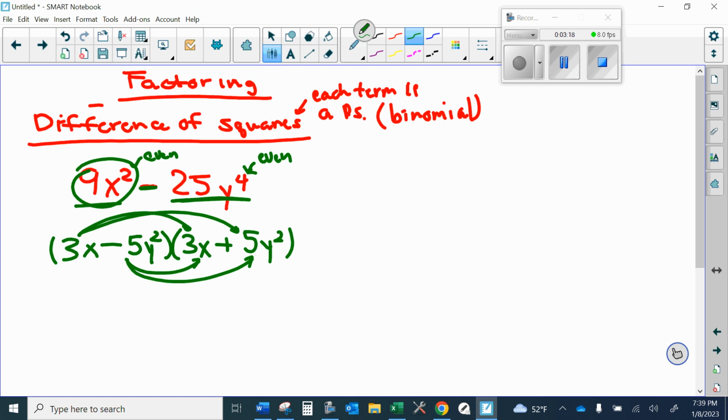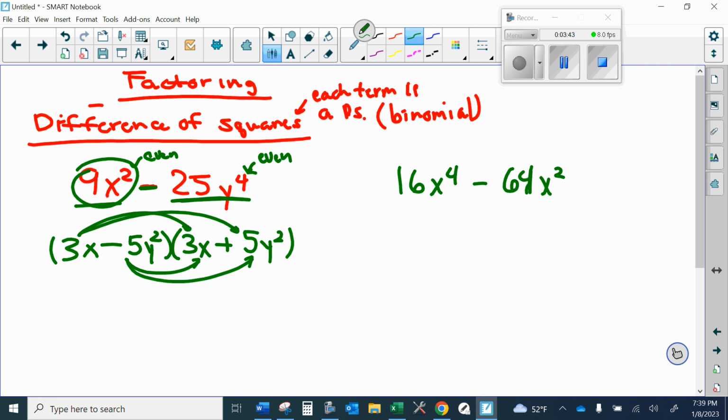Let's do one more example. Let's say I have 16x to the fourth plus 64x squared. Oh, sorry, not plus. It can't be plus. It's got to be minus, right? Difference of perfect squares. It's always got to be minus.